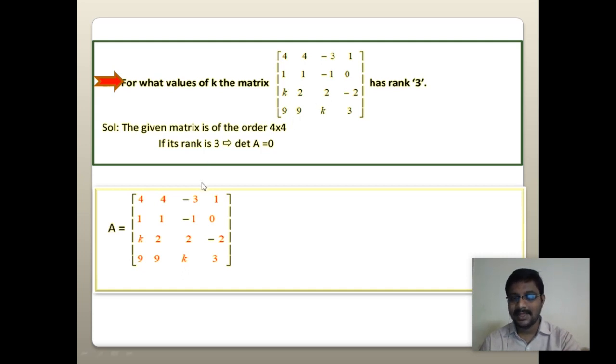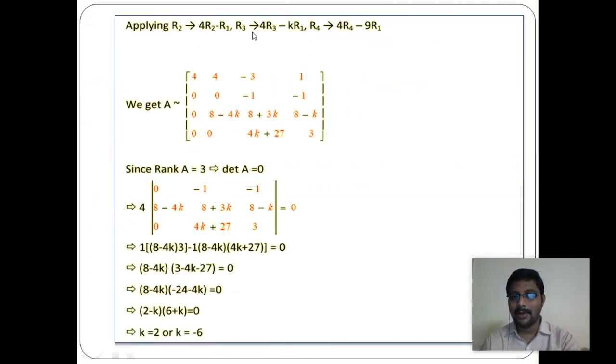So here is the given matrix A. Now we have to apply these conditions to get zeros in the first column elements. If we get zeros, then it is easy to find the determinant. For that we will use these operations: r2 goes to 4r2 minus r1, r3 goes to 4r3 minus k r1, and r4 goes to 4r4 minus 9r1.